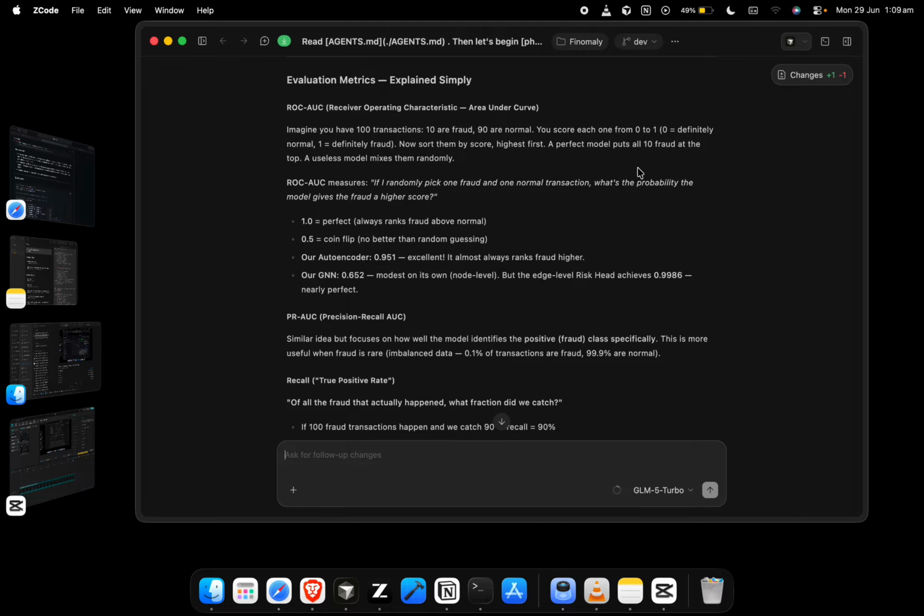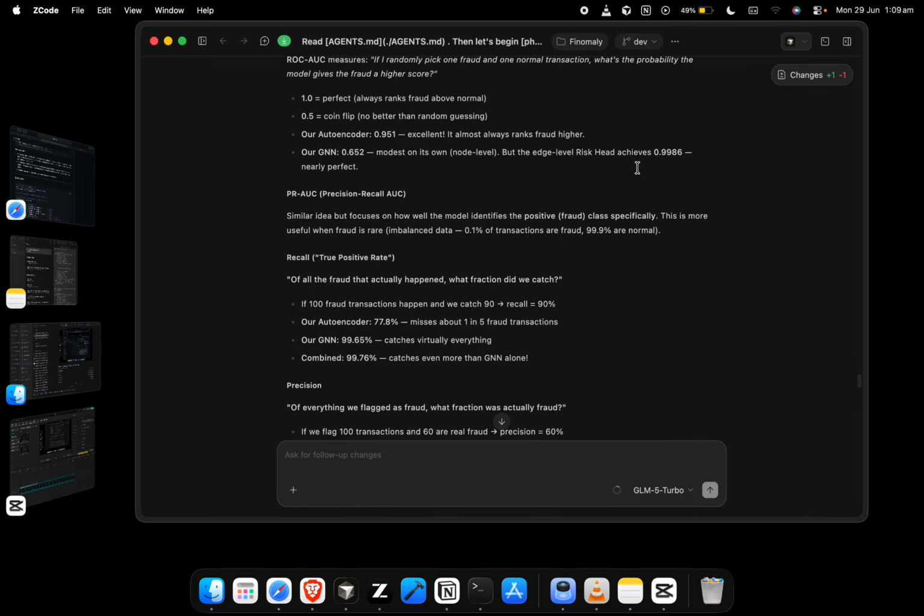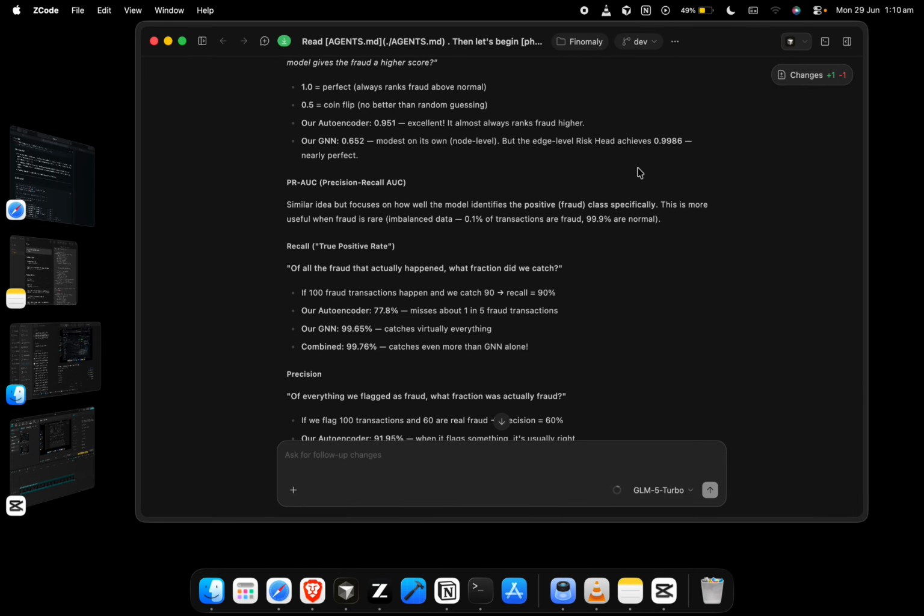So the second evaluation metric we use is PRAUC. This stands for Precision Recall AUC, area under curve. The similar idea, but focuses on how the model identifies the positive, that's the fraud class specifically. This is more useful when fraud is rare, so imbalanced data, or 0.1% of transactions are fraud, and 99.9% are normal.